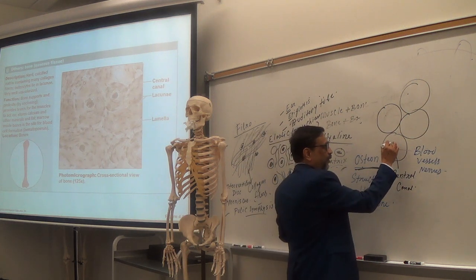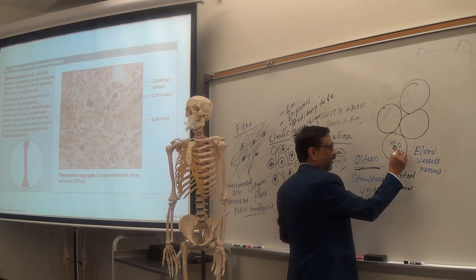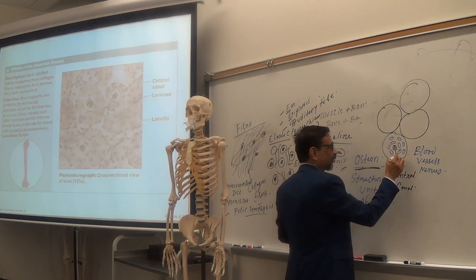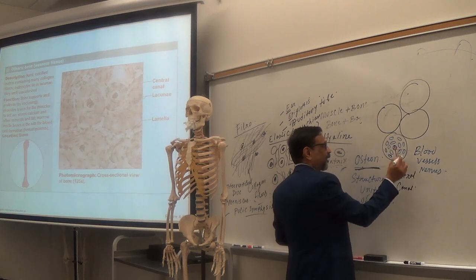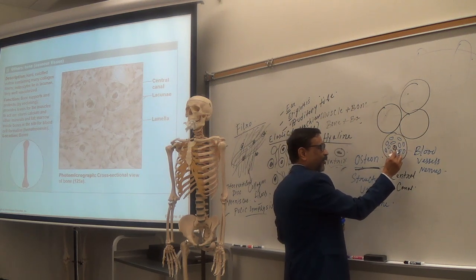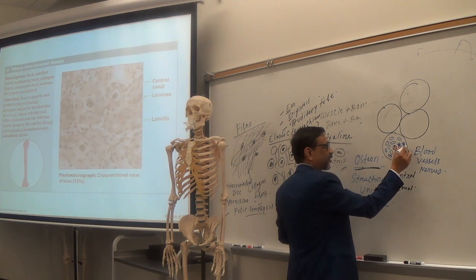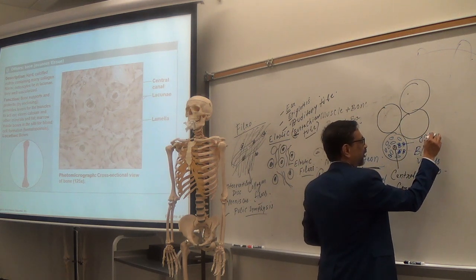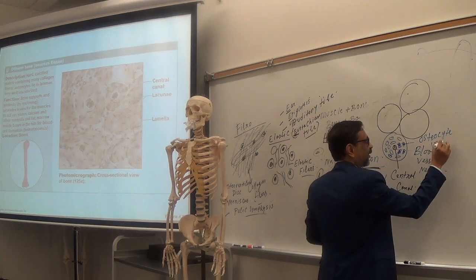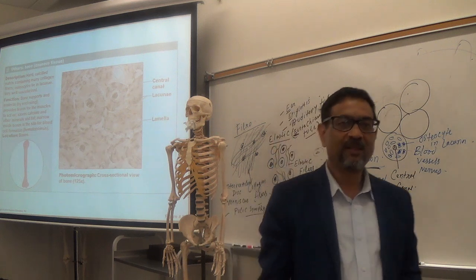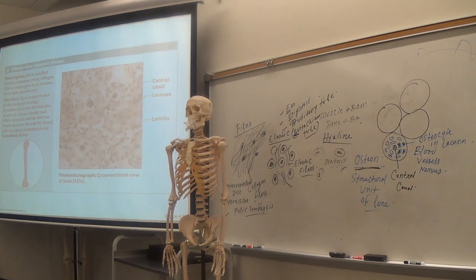Around the central canal you have lacunae, again lacunae, tiny cavities like this. And inside the lacunae you have the osteocyte. Osteocytes are bone cells. Osteo means bone, cyte means cell. So lacunae contain osteocytes. Makes sense, right? Osteocytes sitting inside the lacunae. Okay?